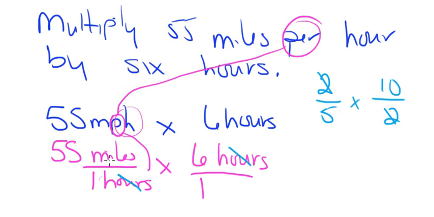That leaves me with 55 miles times 6 over 1 times 1. What's 55 miles times 6? I'll help you with the math. It's 330. But what's our measurement in?